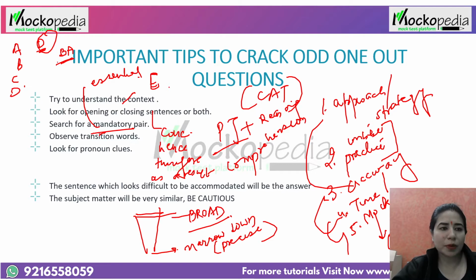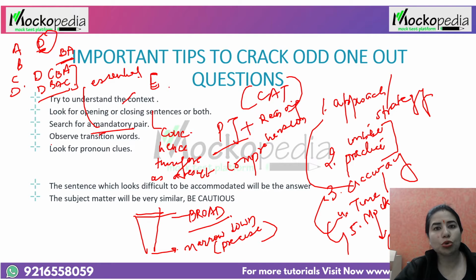So if D is an opening statement and BA is the mandatory pair, then what all combinations do we have? We have two combinations working. Either it comes DCBA or DBAC. So we can just figure out. Then our job is really becoming easy. So look for mandatory pairs. I've told you how to go for mandatory pairs.